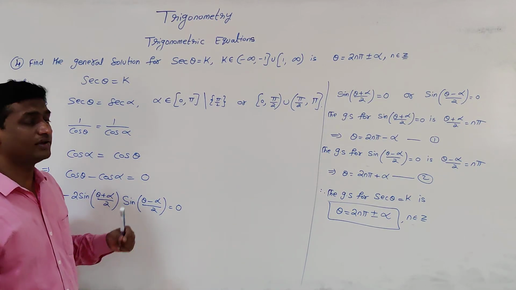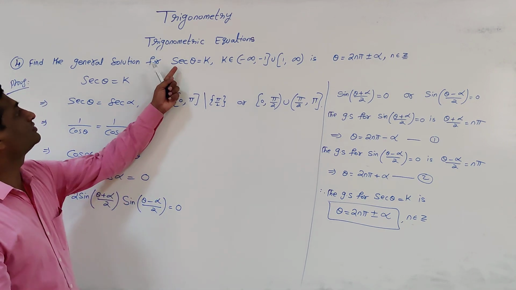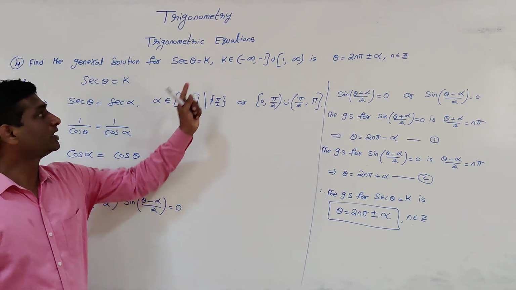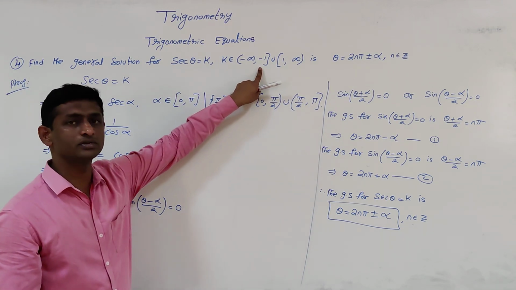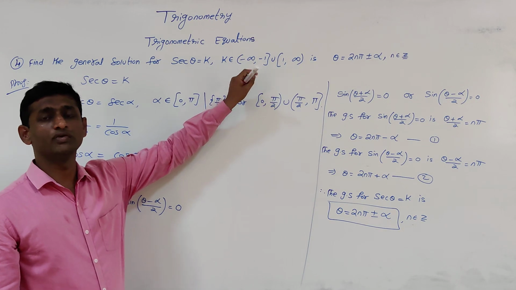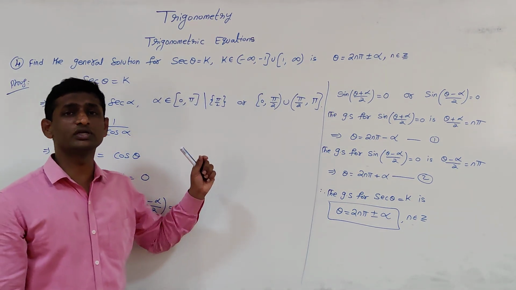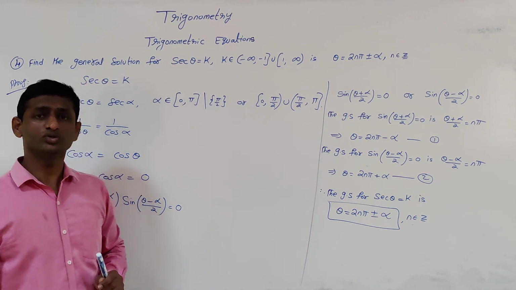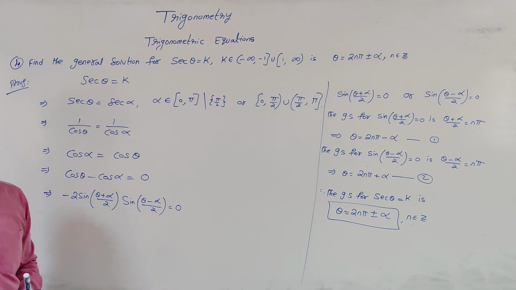Now, can we have secant theta is equal to 0? Does 0 belong to this set? No. If it is no, it means there is no solution. There is no solution for the trigonometric equation secant theta is equal to 0. So next we'll go for the general solution for cosecant theta is equal to k.